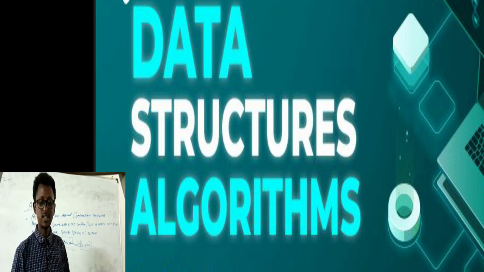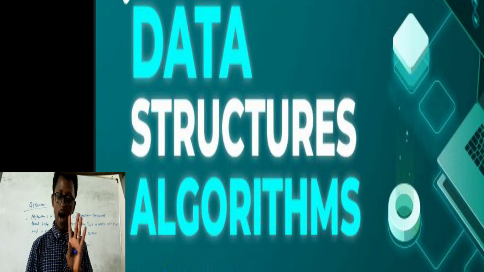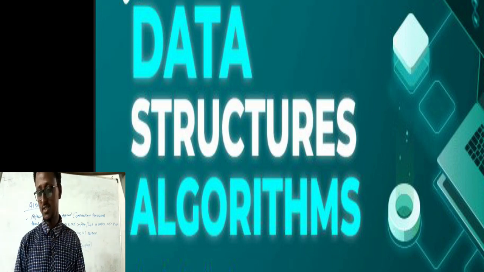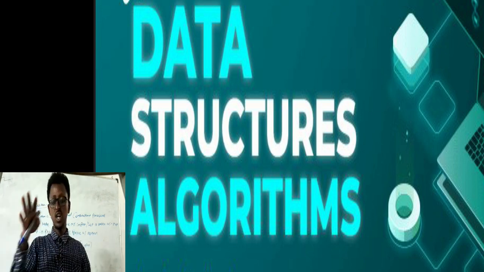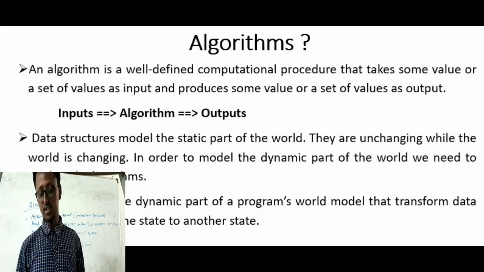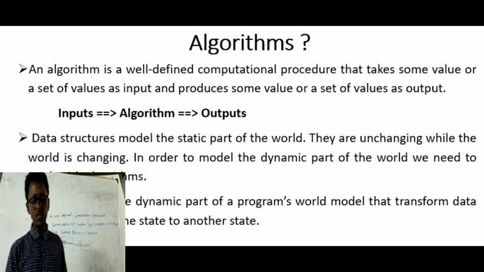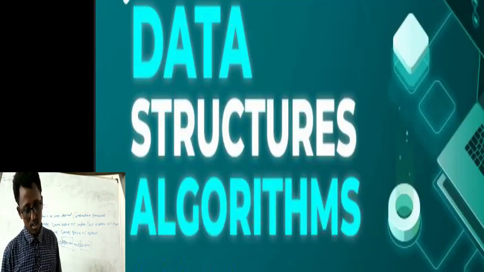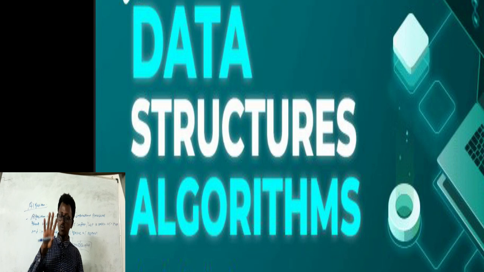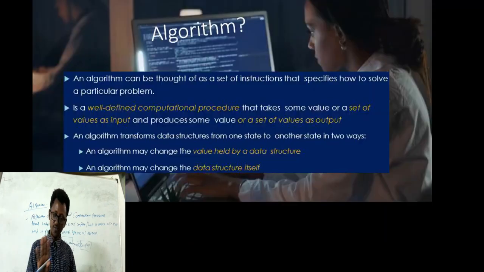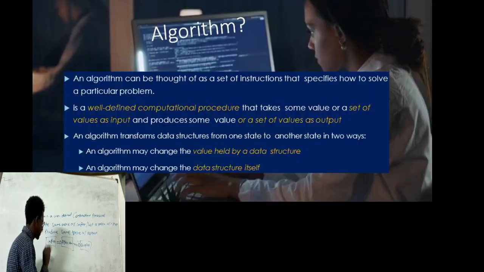Why? Because algorithms are the dynamic part of a program's world model that transforms a data structure from one state to another state. This is what we call algorithm. Good. So an algorithm can be thought of as a set of instructions that specifies how to solve a particular problem.